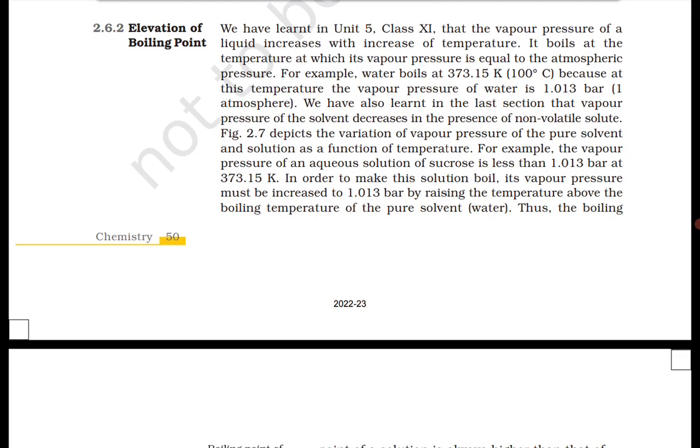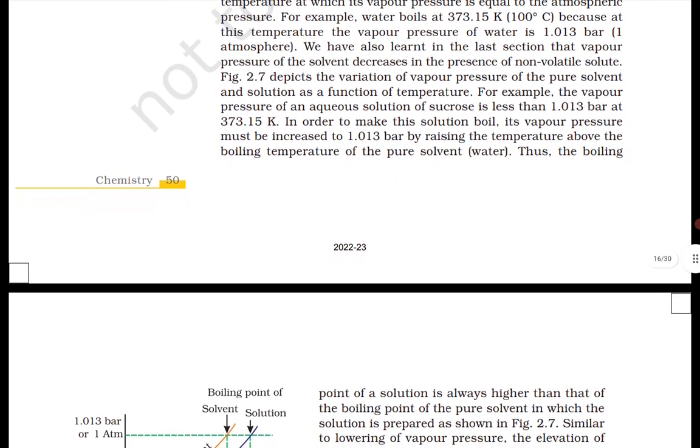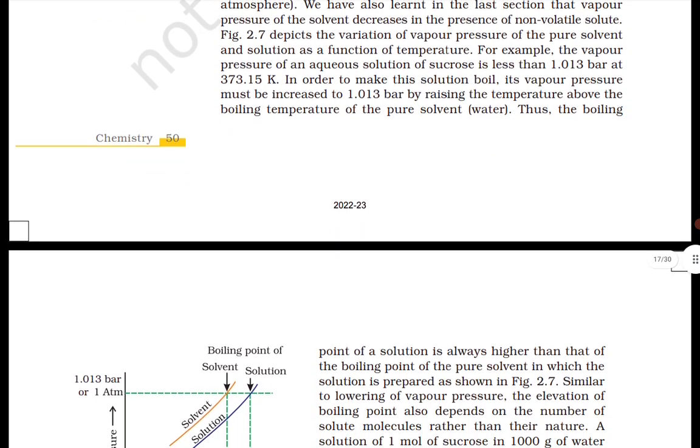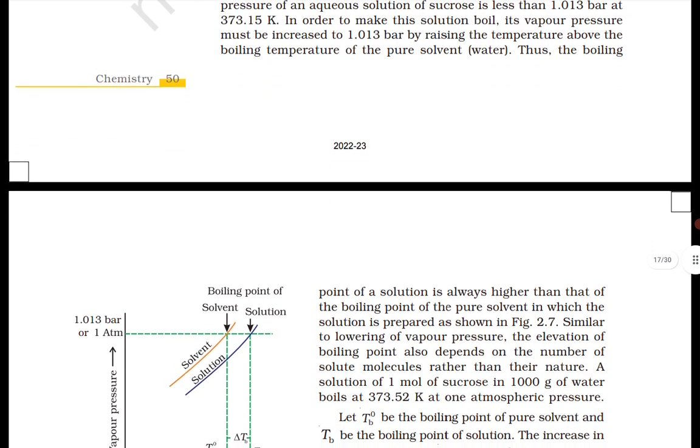We have also learnt in the last section that the vapor pressure of the solvent decreases in the presence of a non-volatile solute. Figure 2.7 depicts the variation of the vapor pressure of the pure solvent and solution as a function of temperature. For example, the vapor pressure of an aqueous solution of sucrose is less than 1.013 bar at 373.15 Kelvin.